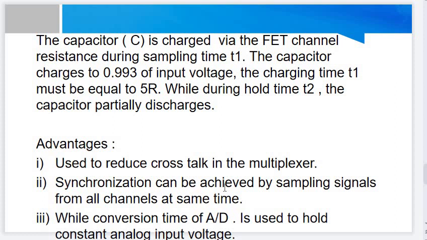Advantages: used to reduce crosstalk in a multiplexer. Synchronization can be achieved by sampling signals from all the channels at the same time, while the conversion time of the A to D converter is used to hold the constant analog input voltage.